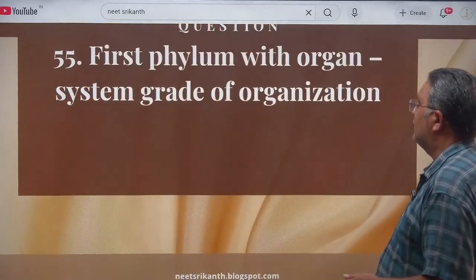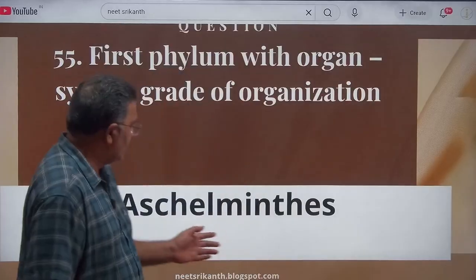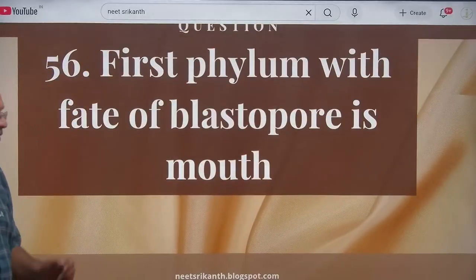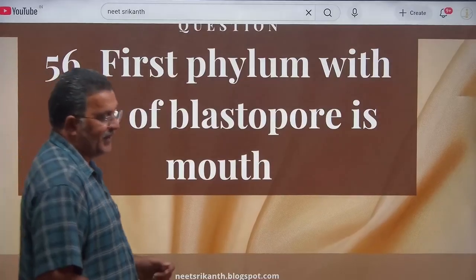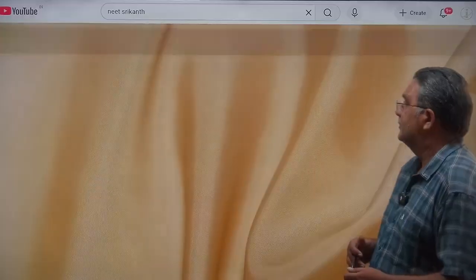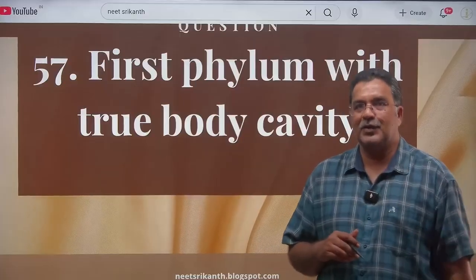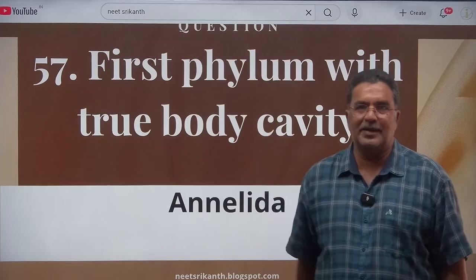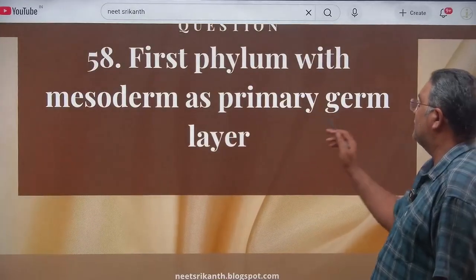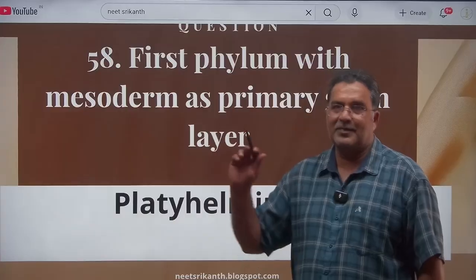First phylum with organ system grade of organization. Organ system grade of organization means that you should get through archenteron. First phylum with fate of blastopore as mouth, asking about protostomian phylum. Who is that? Phylum Platyhelminthes. First phylum with true body cavity: as I said to you, Schizocoelom and Enterocoelom, both are true body cavity. So phylum Annelida is the answer. First phylum with mesoderm as a primary germ layer means asking about triploblastic animals. Who is that? Phylum Platyhelminthes.